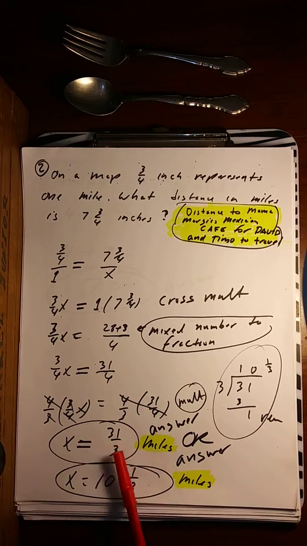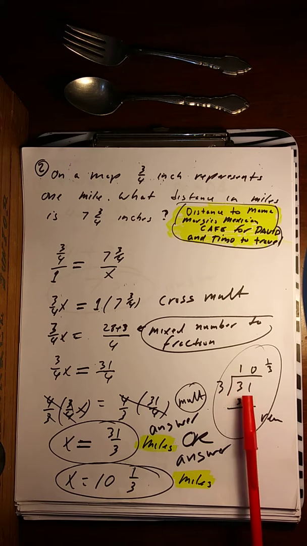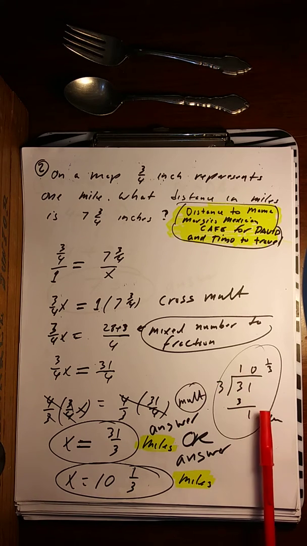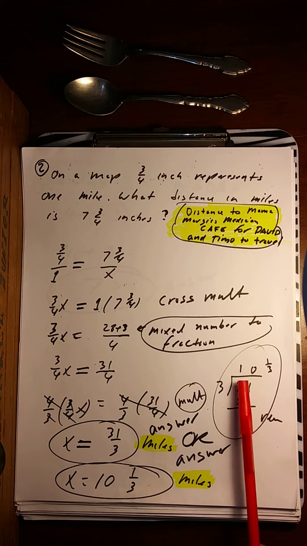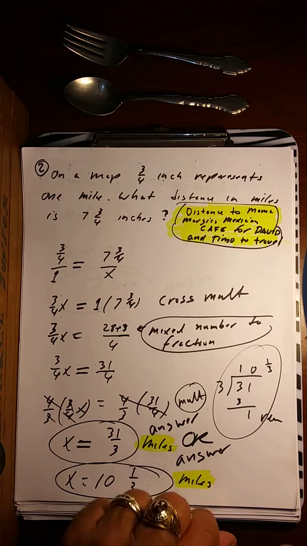That's in miles. We can convert that also. Divide 3 into 31. 3 goes in 10 times, that's 30, and the remainder is 1. So it's going to be 10 and 1/3 miles to go to work on a map for Timo and David.